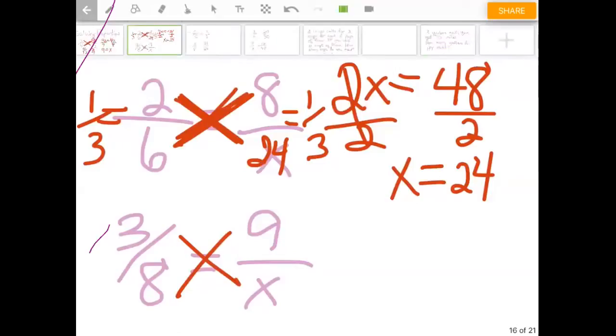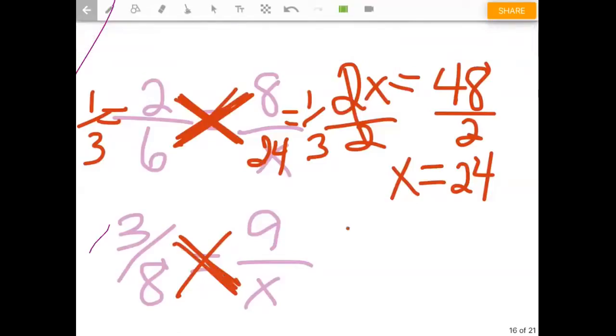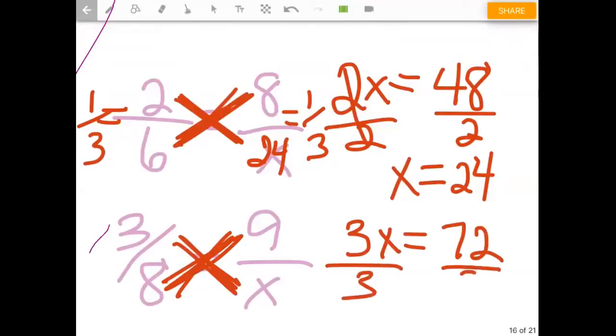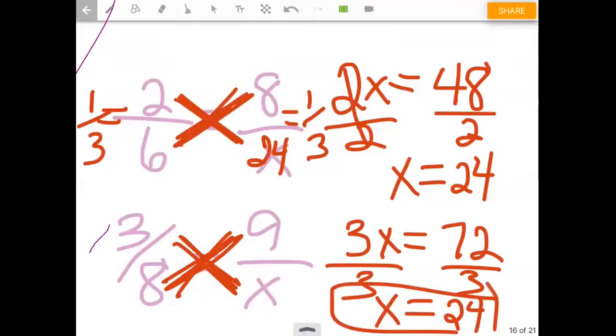All right, so if you cross multiply, you have 3 times x is 3x. 9 times 8, 72. How do we get rid of the 3? Divide by 3. So what's 72 divided by 3? 24. So x would be 24.